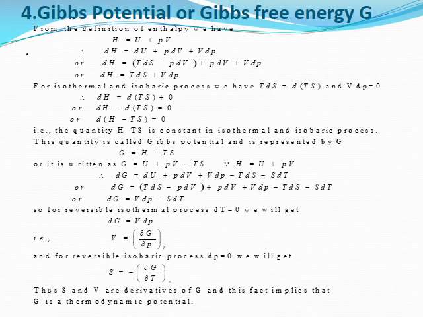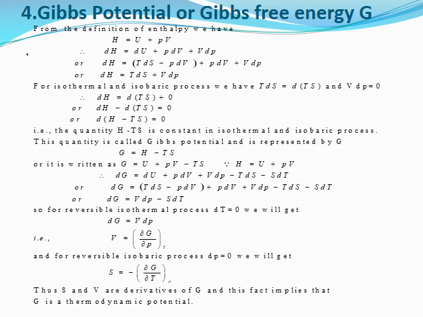Now differentiating both sides, we get dG is equal to dU plus PdV plus VdP minus TdS minus SdT, or we can write dG is equal to TdS minus PdV plus VdP minus TdS minus SdT. Here the bracketed term TdS minus PdV is substituted in place of dU. So dG becomes dG is equal to VdP minus SdT.